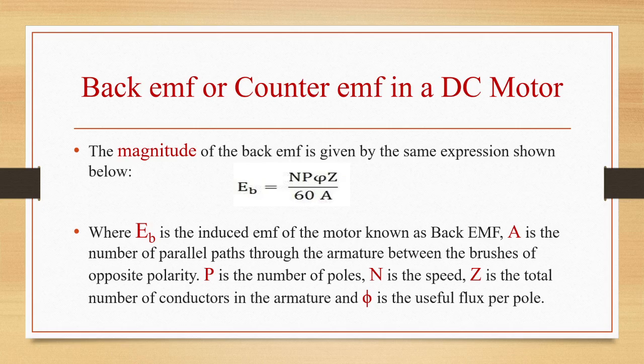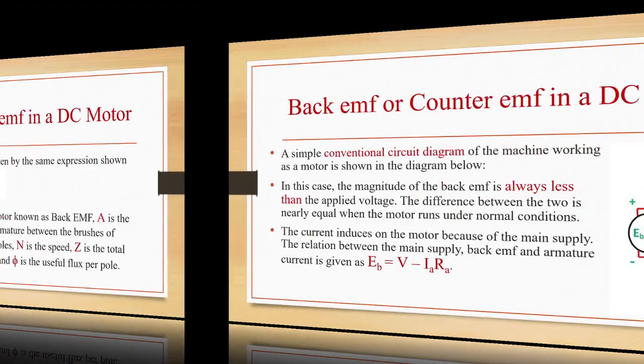The magnitude of back EMF is given by the expression Eb = PφZN/60A. That is the same as the EMF generated in a generator, where Eb is the EMF induced in the motor, called back EMF or counter EMF. A is the number of parallel paths in the armature between brushes of opposite polarity, P is the number of poles, N is the speed, Z is the total number of conductors in the armature, and φ is the useful flux per pole.